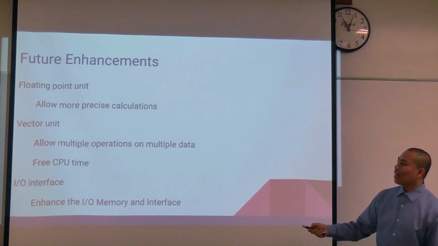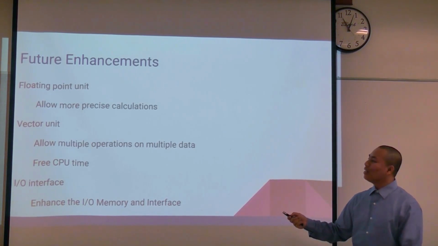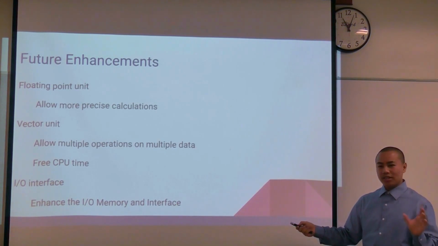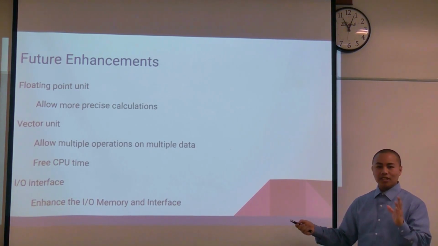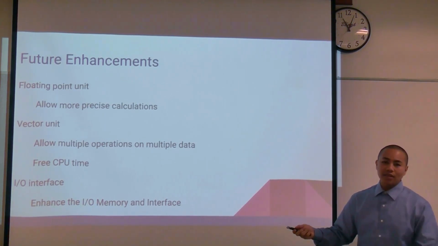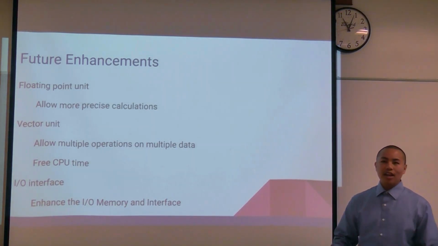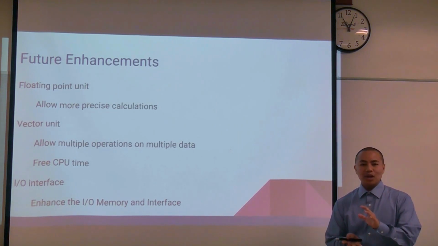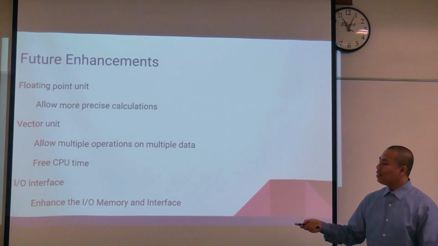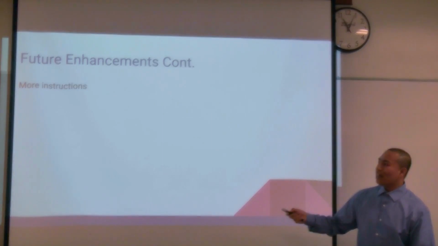For future enhancements, we would like to add a floating point unit, which will allow more precise calculations with decimal points. A vector unit, which will allow multiple operations on multiple data. This is very similar to the concept of a pipeline; you'll free CPU time by calculating multiple data at any given time. We will also enhance our IO interface, with a control type of interface allowing various peripherals to interact with our IO memory. And last but not least, we'll add more instructions.